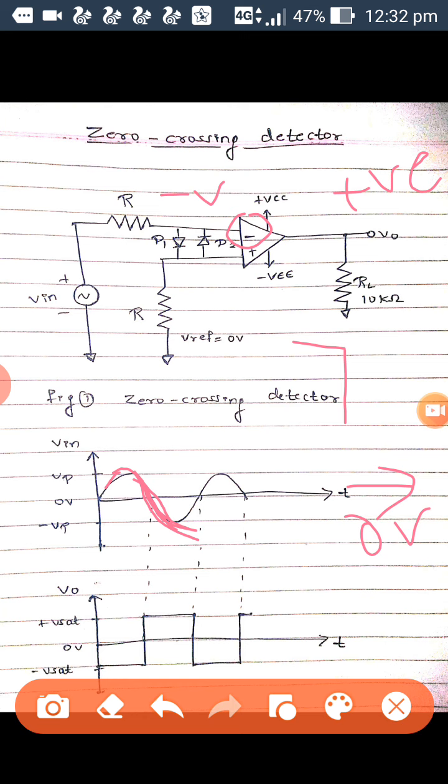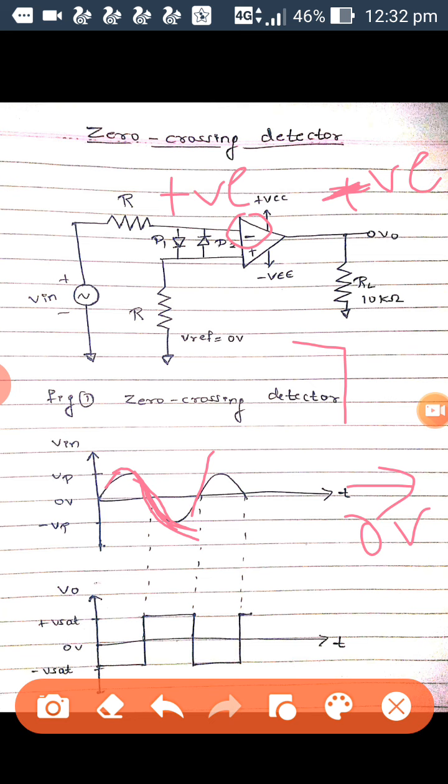Then whenever the input crosses the zero level again but in a positive direction, whenever the input is positive, the output will be negative. This is the simple basic concept of operational amplifier. The operational amplifier will be comparing the input voltage with the reference voltage that we have taken as 0, which means it will compare the input with 0 volts. Whenever the input crosses 0 and moves in a negative direction, the output will be inverted, that is positive. Whenever the input crosses the 0 level and moves in a positive direction, the output will be negative.